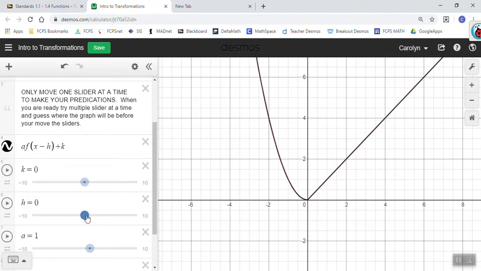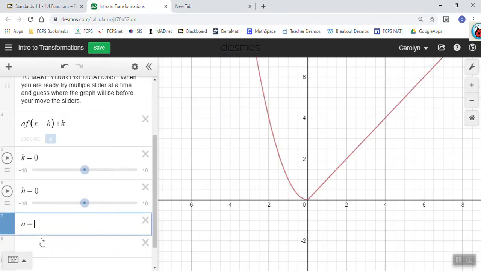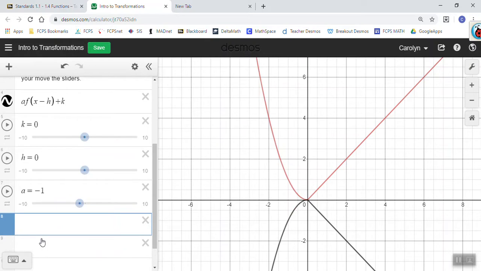Yes, dilation. Do we have another word that goes with it also? No, you're good. Dilation. Something different: reflection. Look at this A value. What if I do this? I'm just going to type so you can't see it. What did a negative A value do? Folded it over the x-axis. Reflected it over the x-axis.